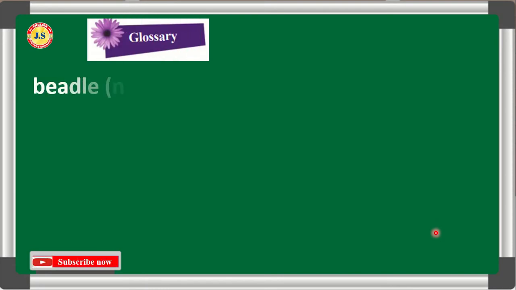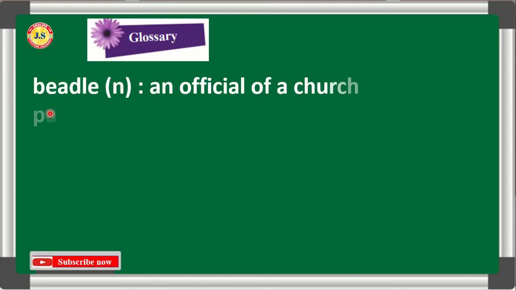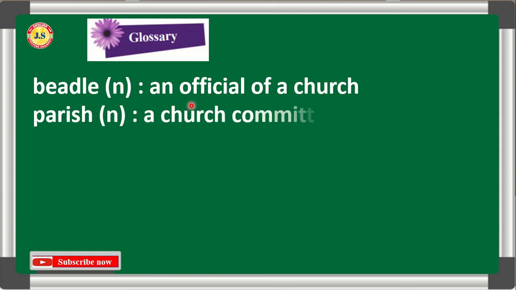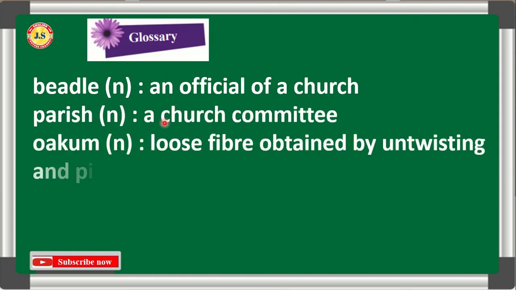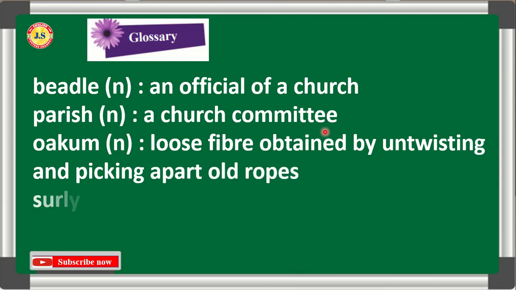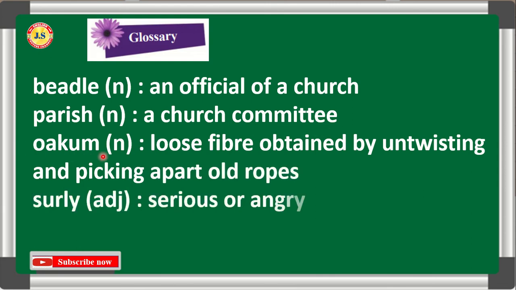Let us discuss the glossary of the lesson. Beadle, it is a noun, which means an official of a church. Parish, it is a noun, which means a church committee. Oakum, it is a noun, which means loose fiber obtained by untwisting and picking apart old ropes. Surly, it is an adjective, which means serious or angry.